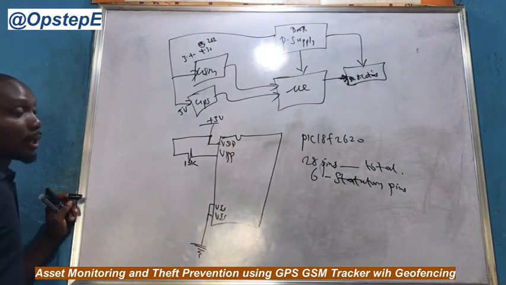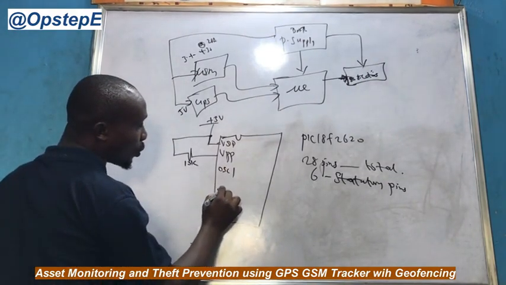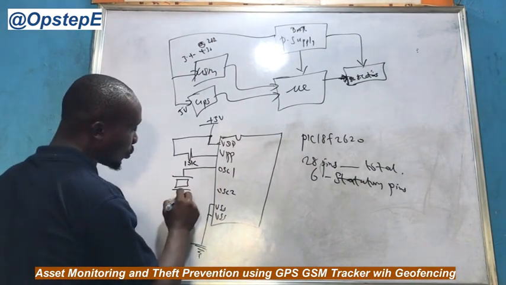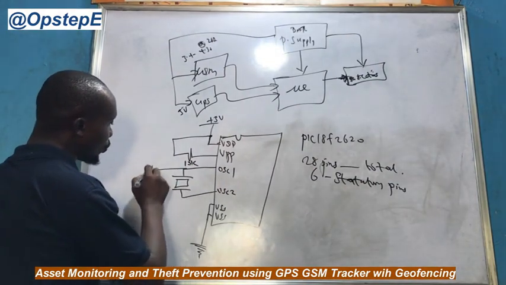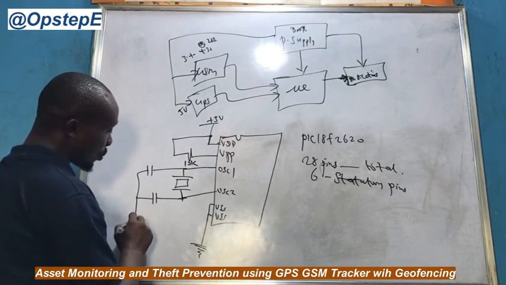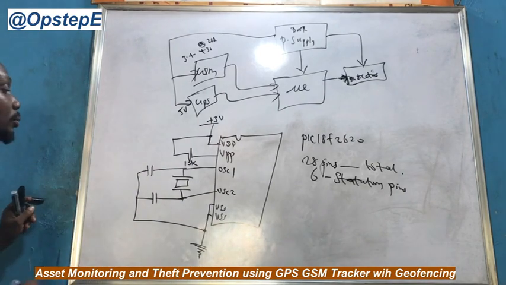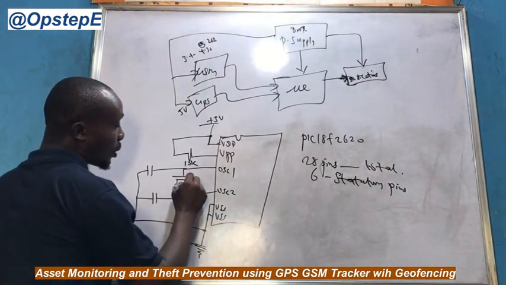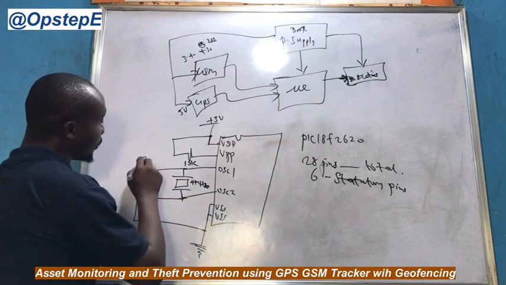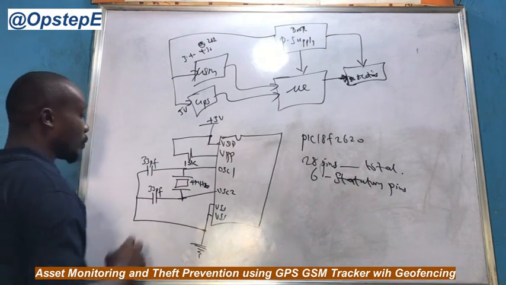So how many pins have we used now? That's 4. Then we have these other 2 pins. They are called the oscillator pins, oscillator 1 and oscillator 2. Two starting capacitors. This is your 4 megahertz crystal and these are 33 picofarad capacitors.